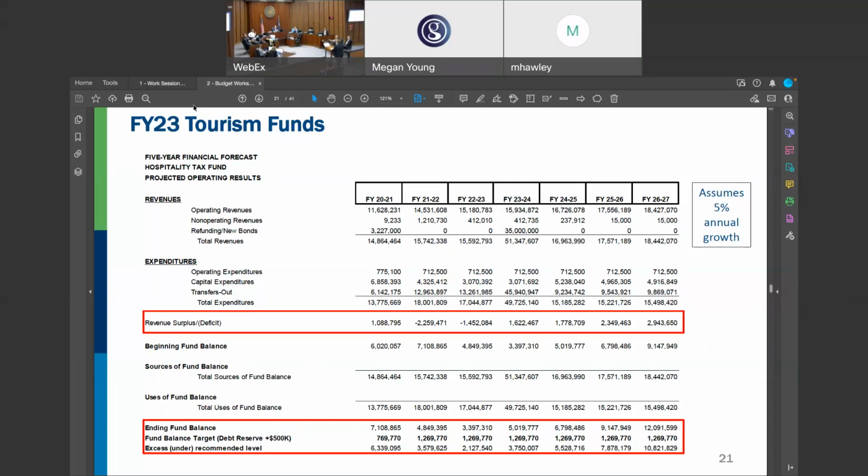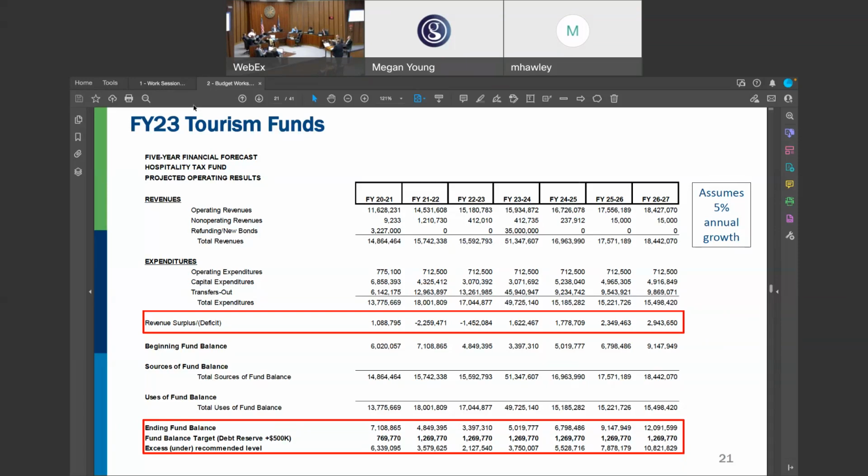So one abnormal item I do want to point out here, and I do want to stress this is a planning number for planning purposes only. You'll see in FY24, there's a new bond number of around 35 million. The reason that's in there is to show council that we have capacity to take on a large scale project and continue to have H-tax capacity for other projects.